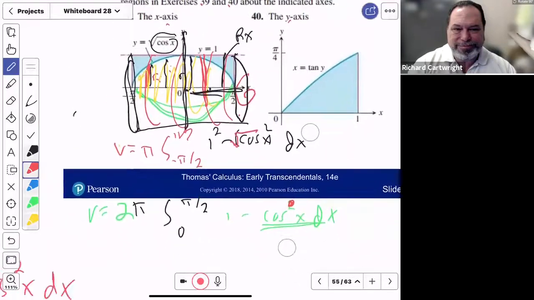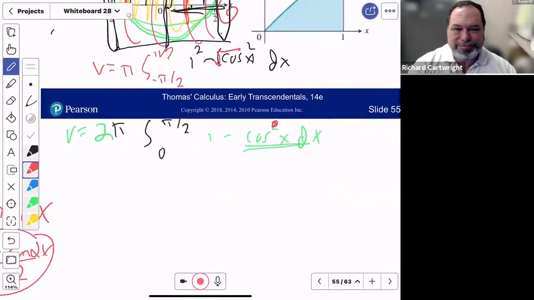See, it's not that I don't know what I'm doing. I got blind. I really am blind. And so that's 2 pi times an x minus, what's the integral of cosine?